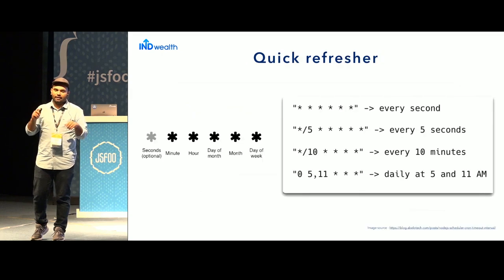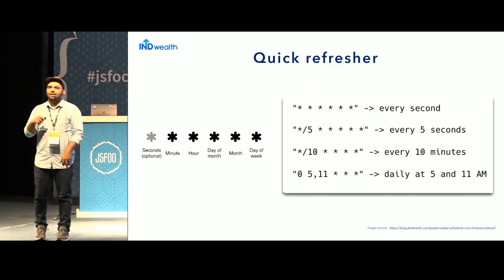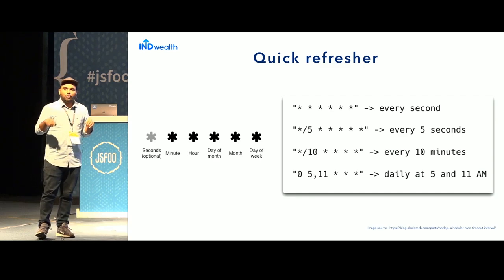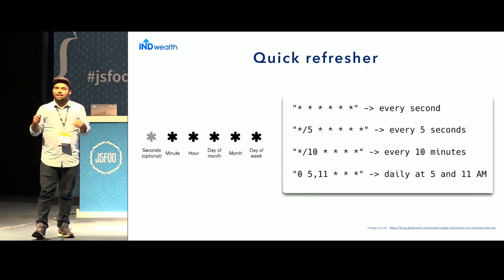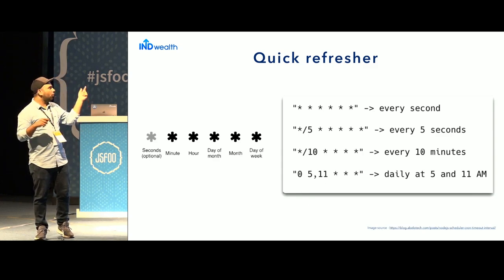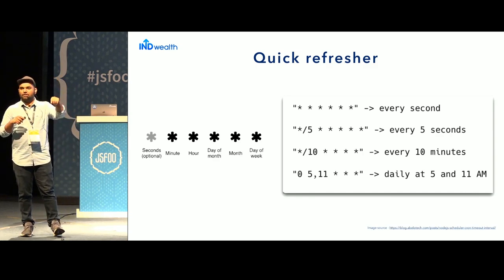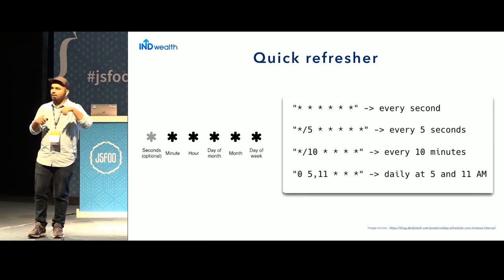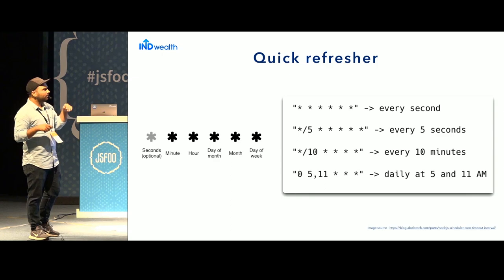So before we dig deep into cron, just a quick refresher for the good old star syntax for some of you folks, right? So the node cron syntax is very similar to the crontab specification, with the exception that node cron also has an optional second parameter. So you can optionally schedule stuff to the very second, right? So let's just quickly look at some of the examples to see what these mean, right?